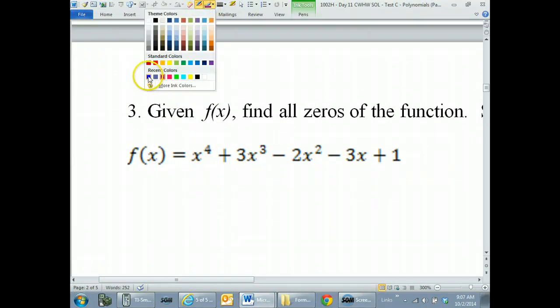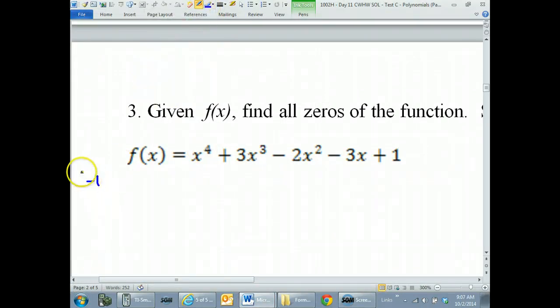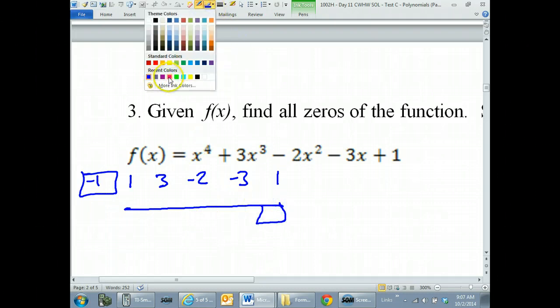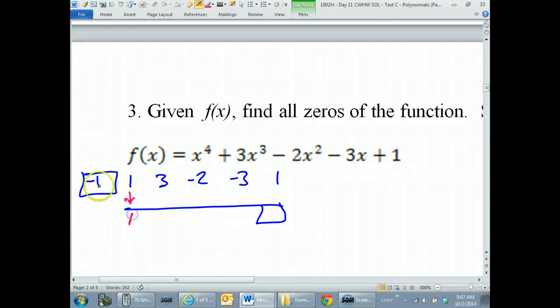So I just go in order. I'm going to start with the -1 and do the synthetic. Okay, so the coefficients are 1, 3, -2, -3, and 1. Multiply -1, add 2. Multiply -2, add 0. Multiply 0, add -3. Multiply, what did I do wrong? -4, whoa.